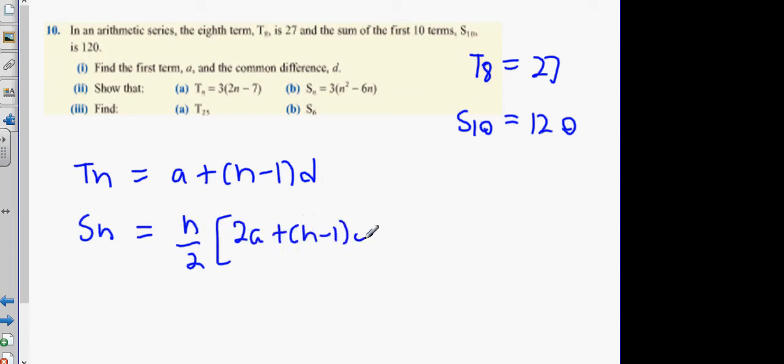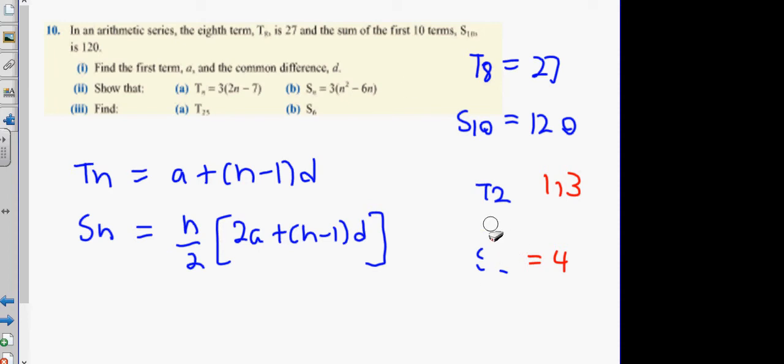Now, a very common mistake is people don't know the difference between, let's say, T2 and S2. Now, I'm going to give you a series for example. 1 and 3 are two numbers in an arithmetic series, okay? T2 is the number 3. The second term is 3. However, S2 is 4 when you add the first two together. You got it? So that's the difference between T2 and S2.